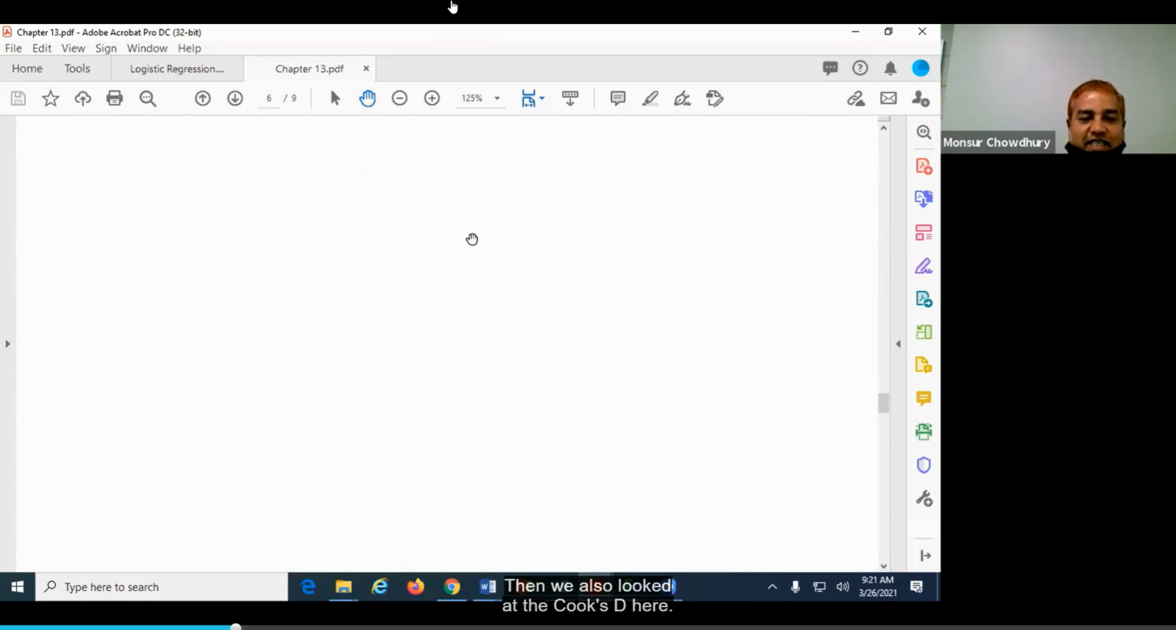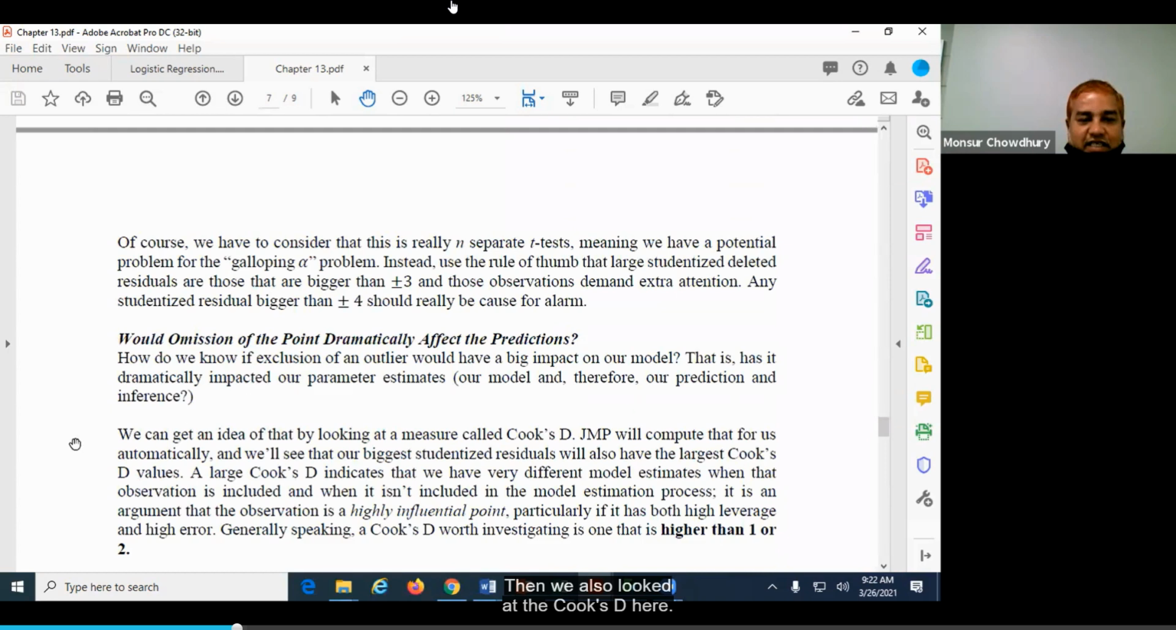And then we also looked at the Cook's D here. Would omission of the point dramatically affect the prediction? We get an idea by looking at the measure of Cook's D, and JMP will compute it for us automatically. We see that the biggest studentized residuals will have larger Cook's D. So Cook's D indicates that we have very different model estimates when the observation is included or not included in the estimation process. That's why I showed you the Cook's D here.